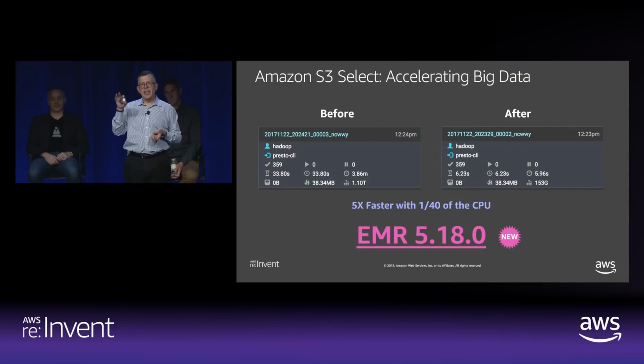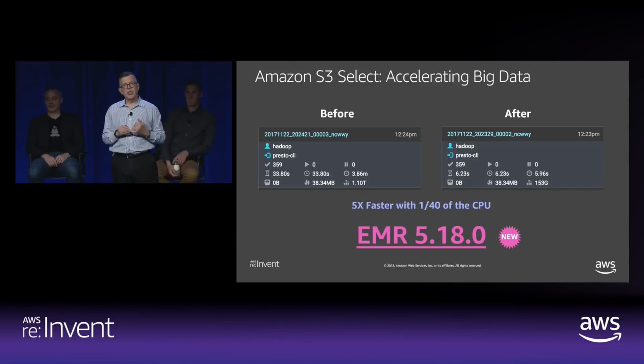Another one is with EMR 5.18, which is relatively new. We now have a Presto connector for EMR that leverages S3 Select, where it essentially will do predicate pushdown and use S3 Select to pre-filter data. So now if you consider a job before, a job after, it can be as much as 5x faster at, you know, essentially 2.5% the compute for a given process job, which means it's much more cost effective and much quicker.